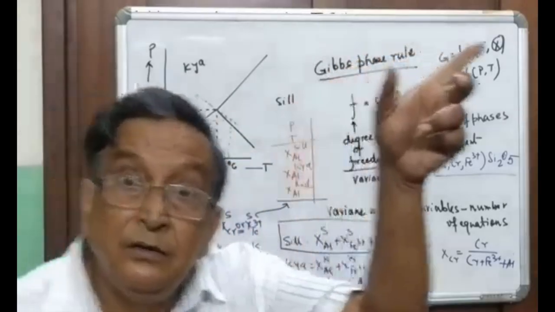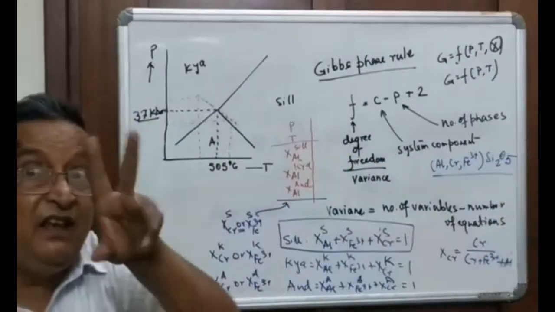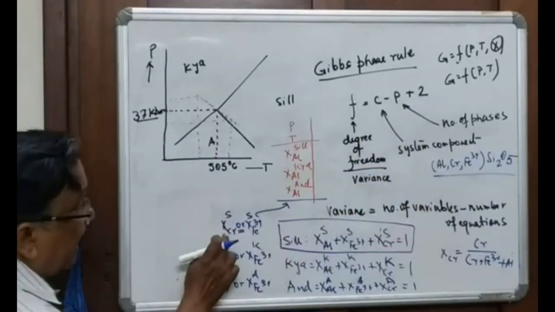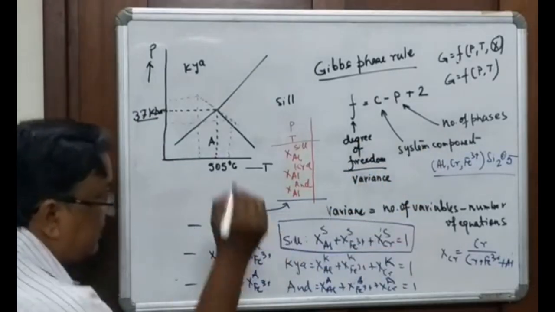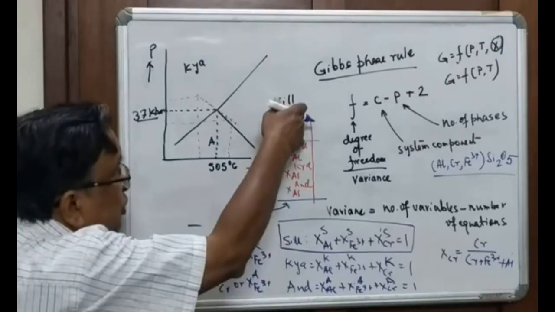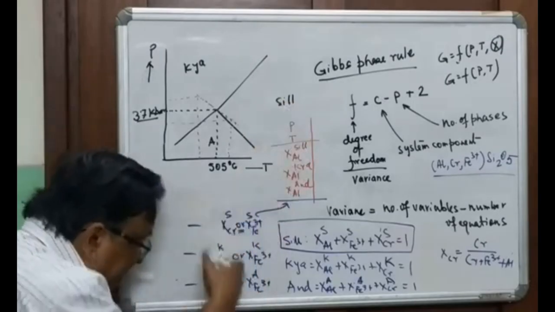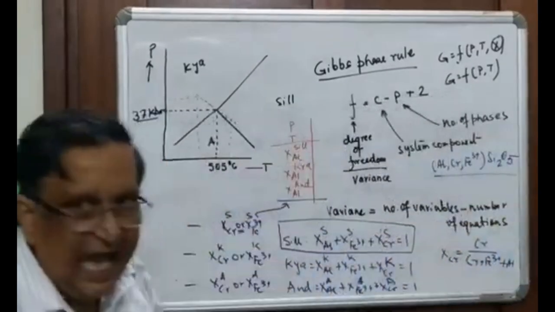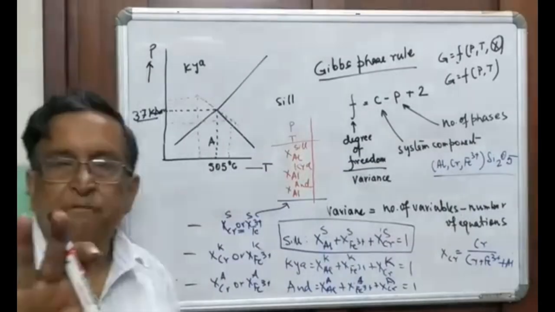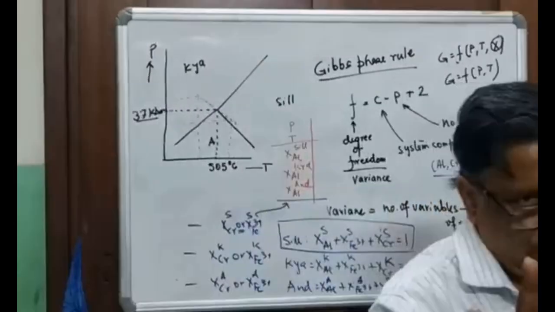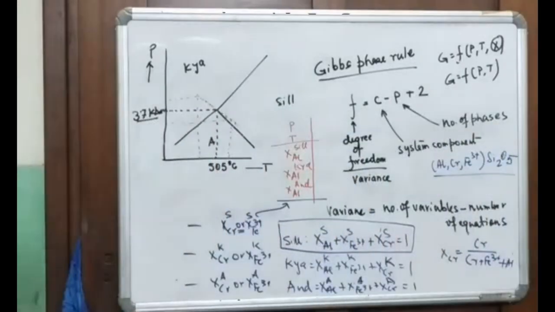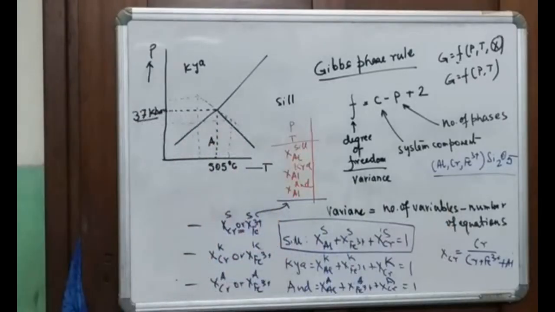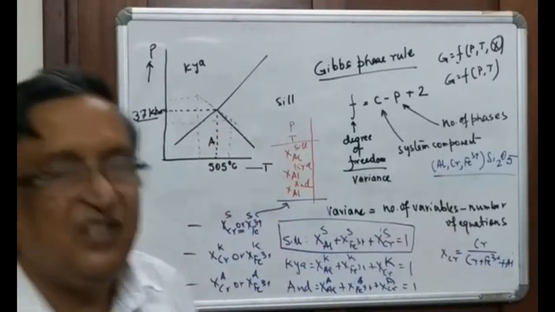If you were red, that means it was a binary system component. And now for a ternary system component, you have to have 1, 2, 3 variables. So you will have 2 plus 3 plus any of this 3. So you will have 8 variables. If you have 8 variables, you should have 8 equations. Then you will get the variance as 0.